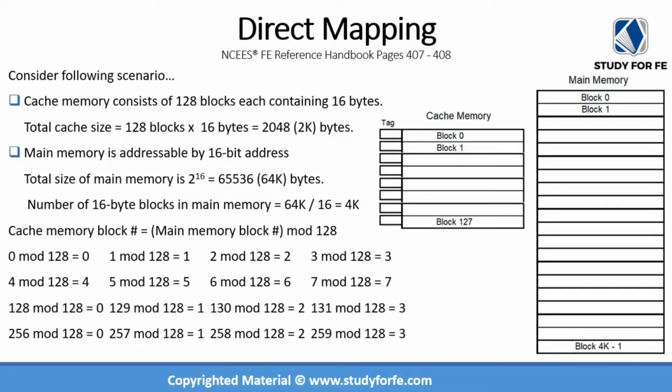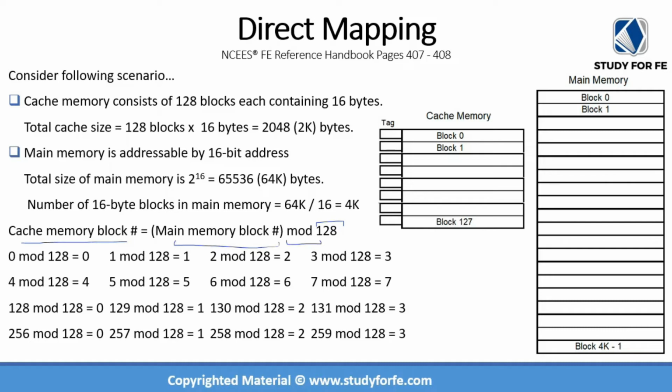Now, if we are doing direct mapping, how will we map the main memory blocks to the cache memory? It's pretty simple. We just have to use that formula that I introduced previously. Okay, so cache memory block number, and that's what we're interested in. In which block will the main memory block go to, right? Which block of the cache memory the main memory block will go to. So we simply take the main memory block number and take the mod operator, and take a mod with the total number of blocks in the cache memory.